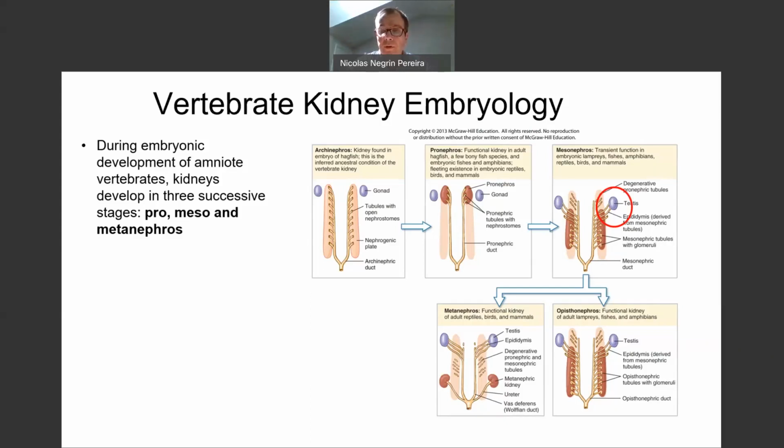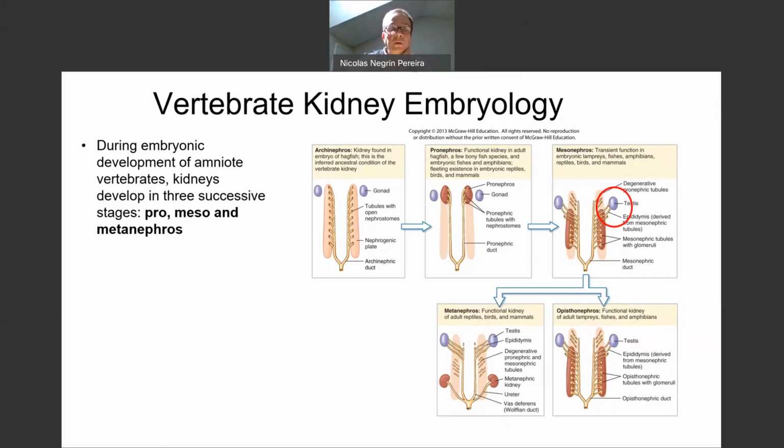Embryonic and adult formation of the kidney. And actually, the reproductive system will end up sharing some of the ducts that the primordial kidney forms during the embryonic stage.